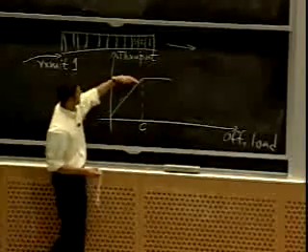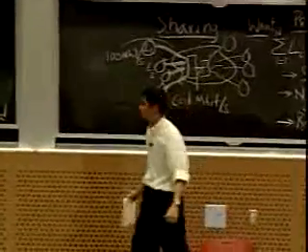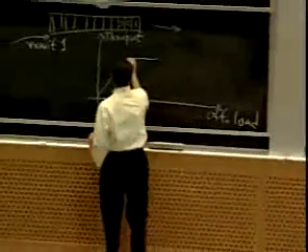And the reason it's flat is that queues are building up. And that's one reason. You can't send things any faster. The only thing that's going on is that queues are building up. So this curve remains flat.